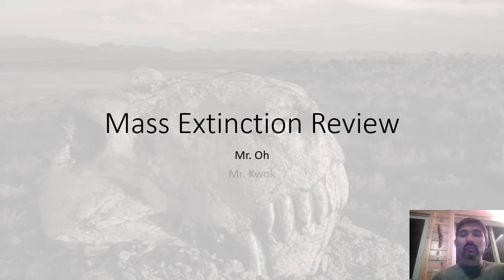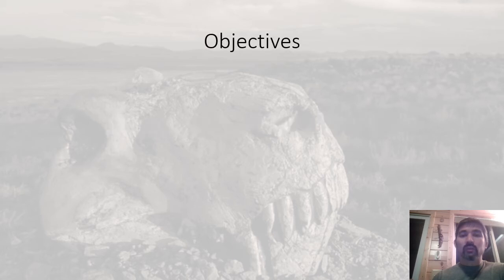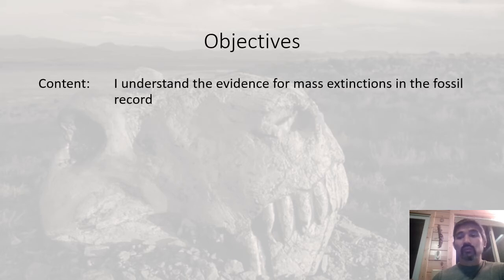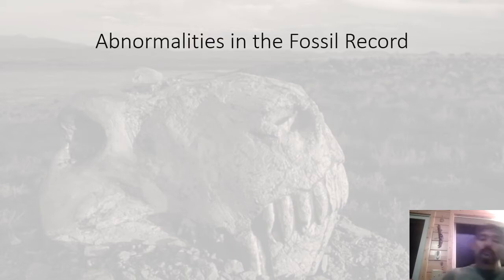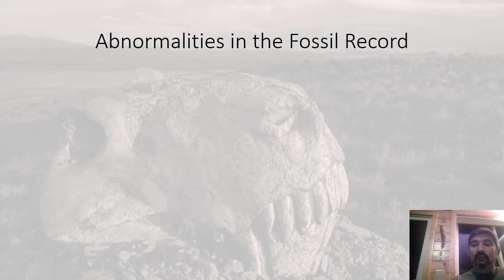So our objectives for today are: one, I want you to be able to understand evidence for mass extinctions in the fossil records so that you can, number two, write an academic essay about the sixth mass extinction, the mass extinction that we're currently experiencing now. So in order to do this, you need to understand the different abnormalities in the fossil record.